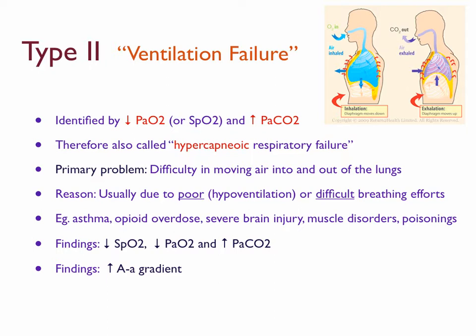And this is often due to poor respiration, hypoventilation, or difficult breathing efforts. As examples, in asthma, in opioid overdoses that lead to low respiratory rates, in severe brain injury that affects respiration, in muscle disorders that weaken the muscles of respiration, in poisonings or snake envenomations that paralyze these muscles. Our findings therefore are low SpO2, a low PaO2, and a high PaCO2. On the whole, the AA gradient often is also raised.